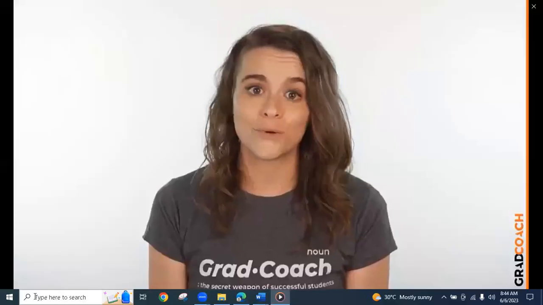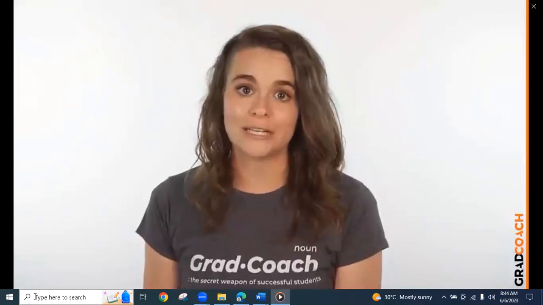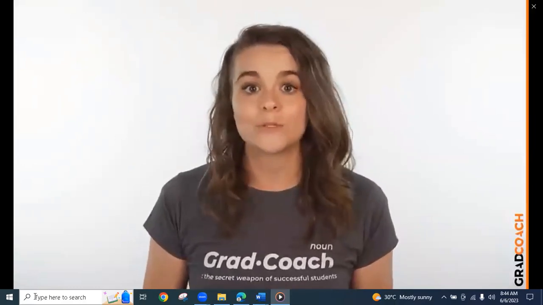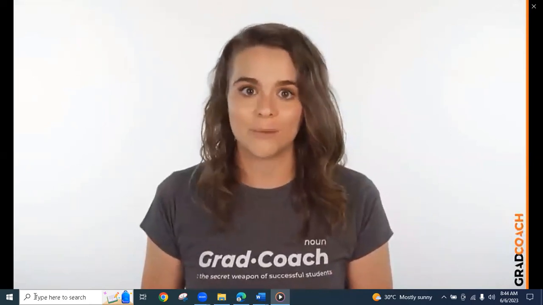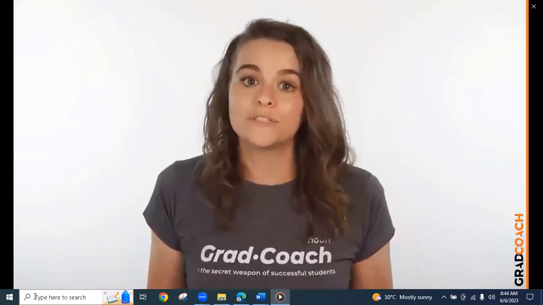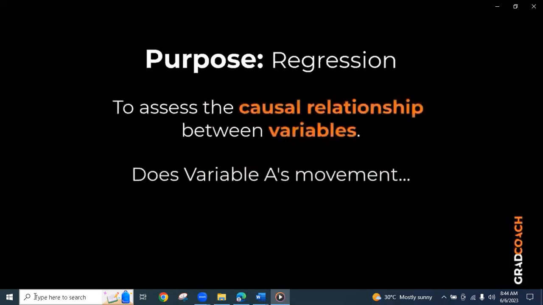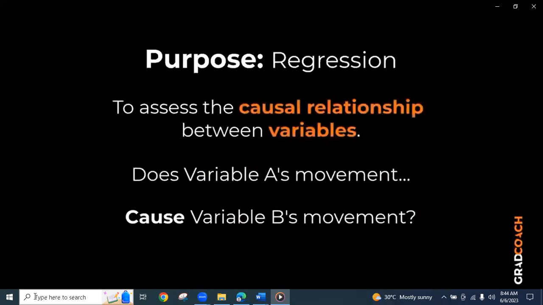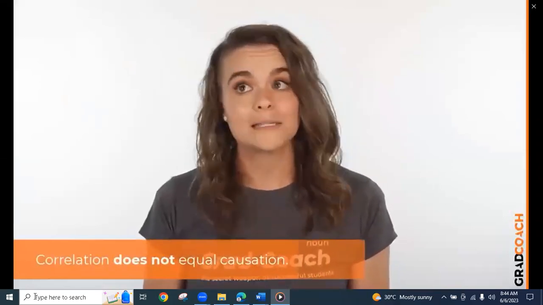Lastly, we have regression analysis. Regression analysis is similar to correlation in that it assesses the relationship between variables, but it goes a step further to understand the cause and effect between variables, not just whether they move together. In other words, does the one variable actually cause the other one to move, or do they just happen to move together naturally thanks to another force? Just because two variables correlate doesn't necessarily mean that one causes the other.